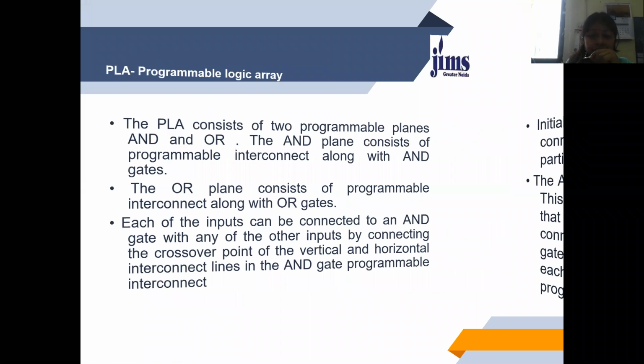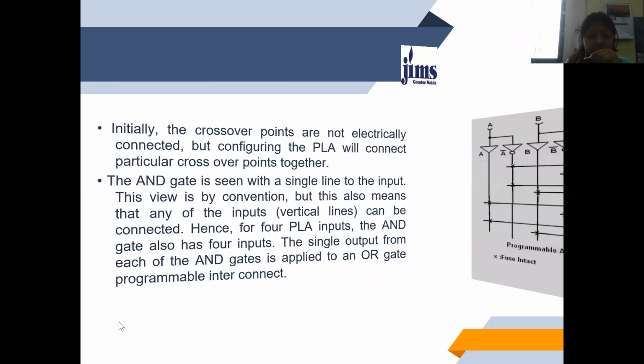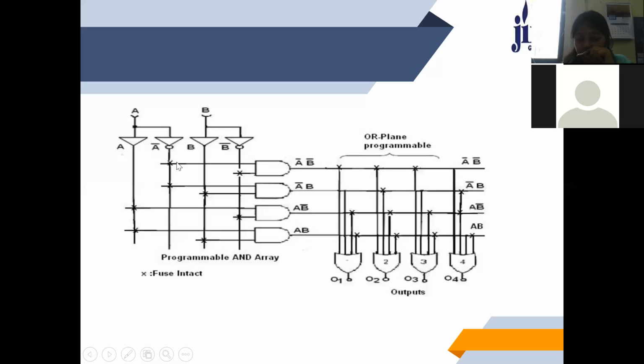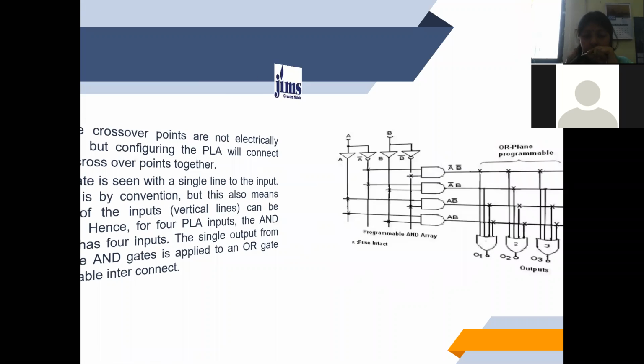See, these are crossover points. You can see this cross X. So these are crossover points. Whenever you want to show any connection, you need to put this crossover point onto that. Okay, we usually put a circle. So these crossover points are used to define a connection between two interconnects. Okay, so this is the way. So this is the simple logic diagram of a PLA.